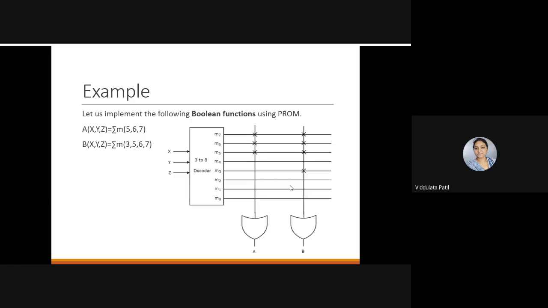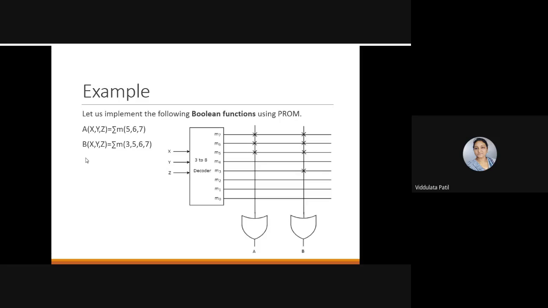Suppose I want to implement Boolean functions having 3 inputs x, y and z. My first function A(x, y, z) is the summation of minterms 5, 6 and 7, and another function B is the summation of minterms 3, 5, 6 and 7. Now what is meant by minterms?